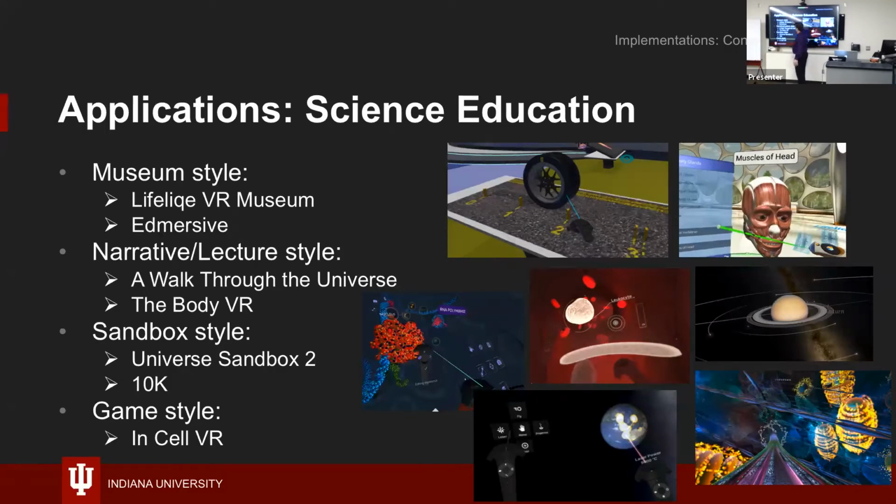I've categorized them as four different styles. Museum style, where you might go to a science museum and do a little pre-done experiment on your own, and it explains different parts of the body. It might be more of a narrative lecture where it steps you through things. Here are a couple of examples of that. It might be more sandbox, where you can play God in the universe and add planets and add asteroids and see how they work. This bottom one does that. So there's a couple of those.